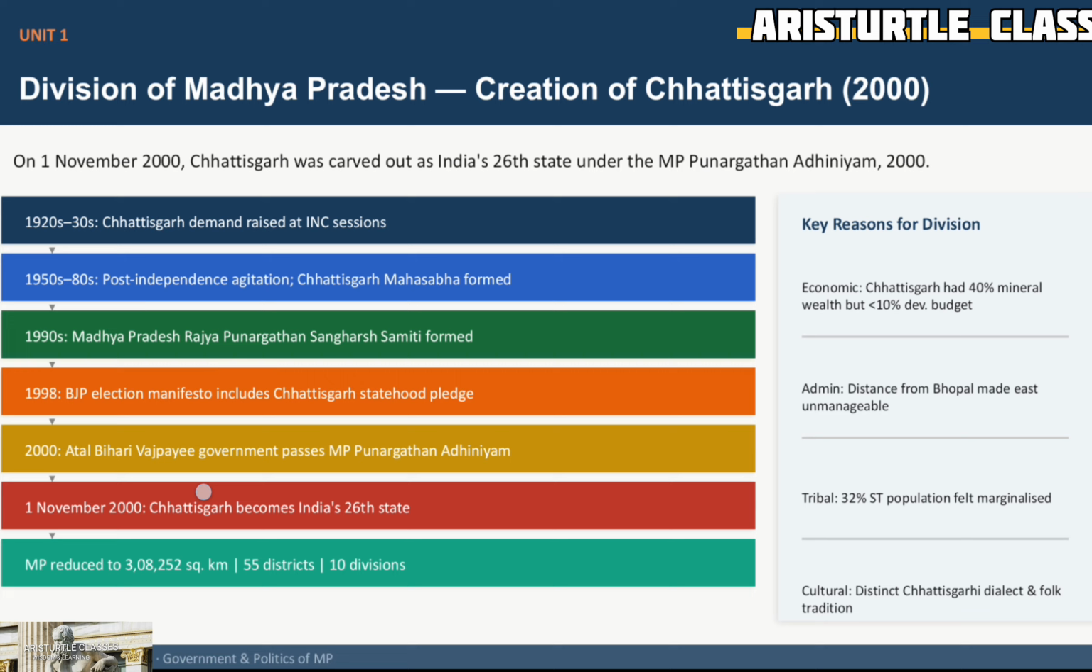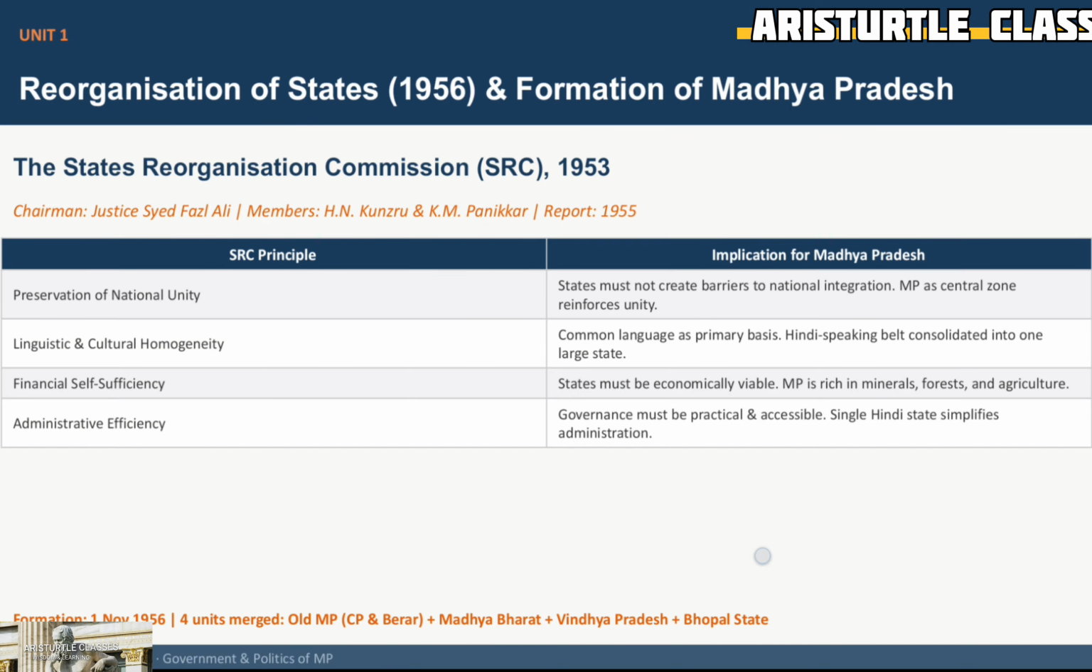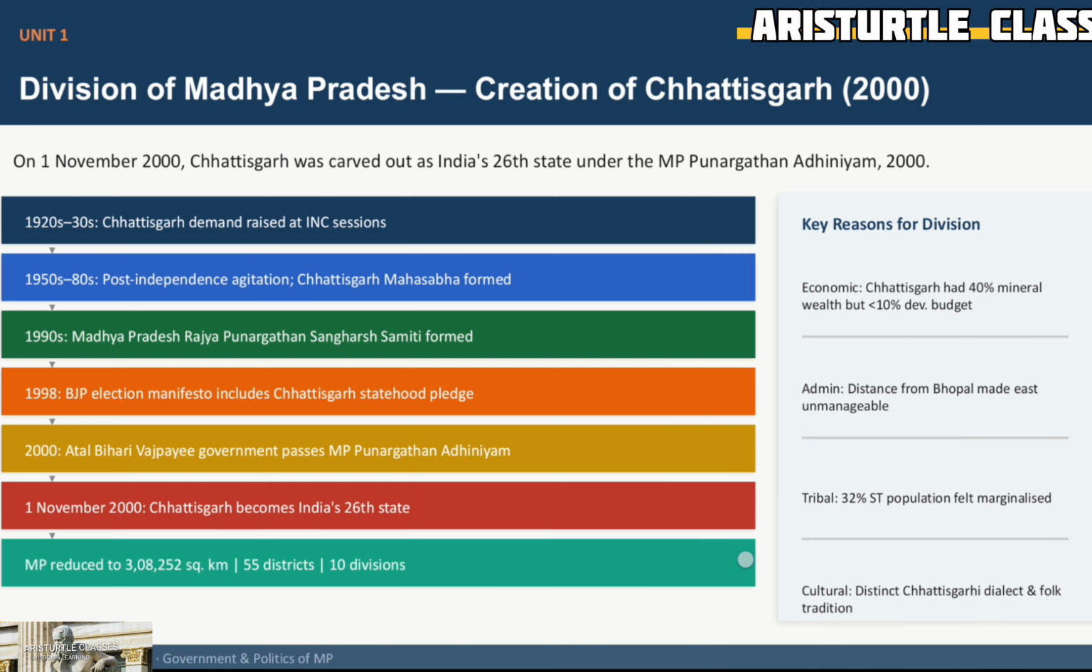And then Madhya Pradesh remained with an area of 3,08,252 square kilometers. Currently, we have 55 districts and also 10 divisions. Divisions like Chambal, Indore, Narmadapuram, Bhopal, Sagar. So this is the bigger picture: how MP was formed, and then how it was divided.